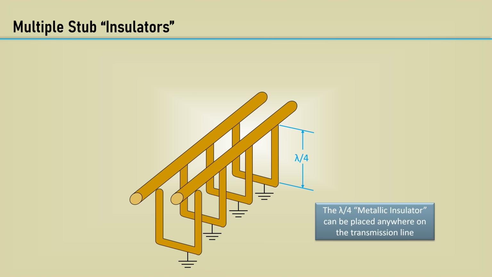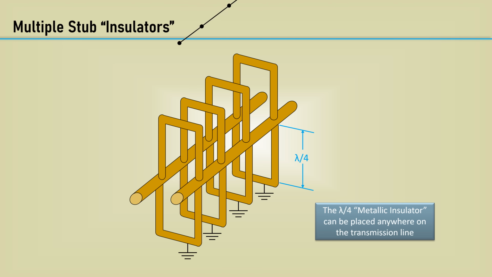Now you can begin to visualize the rectangular shape of a waveguide with the narrow wall being ground and the conductor being a portion of the broad wall.